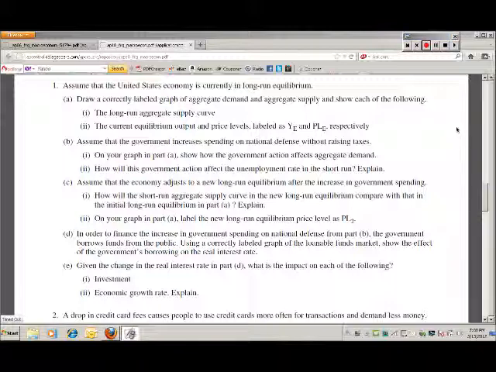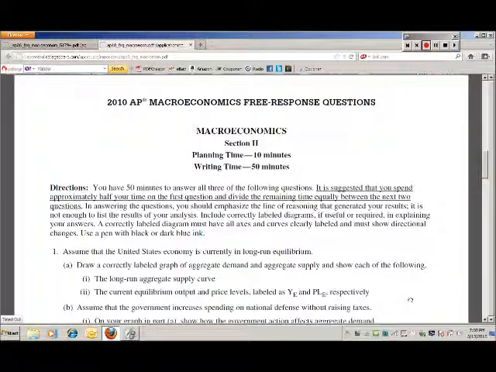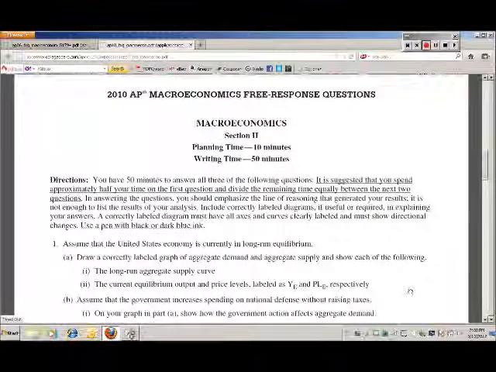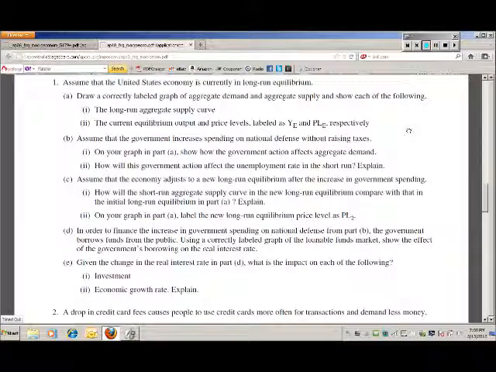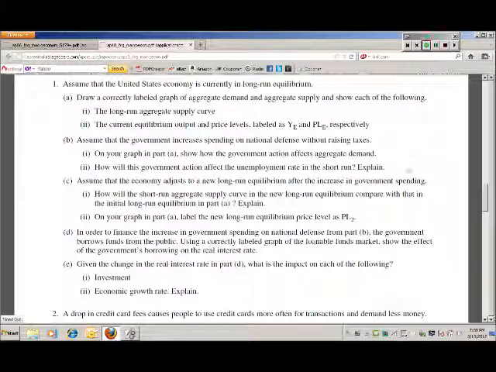What we're going to do today is take a little bit of what we learned recently in class and on the videos to talk about how we can apply this information to AP macro exams. We're going to take a look at the AP macroeconomics exam from 2010, number one free response question. And I'm going to try to break it apart.